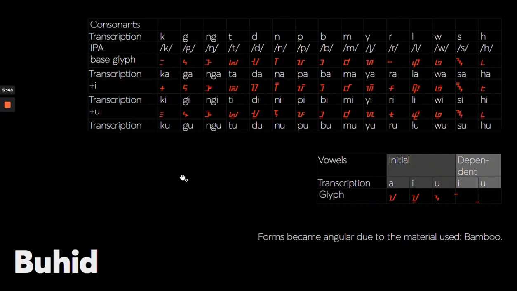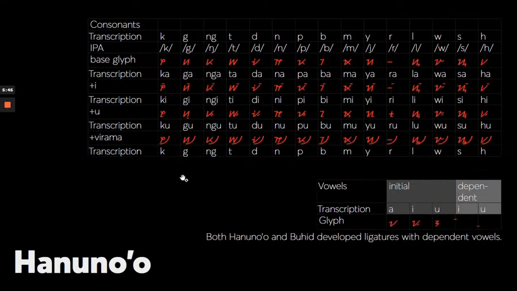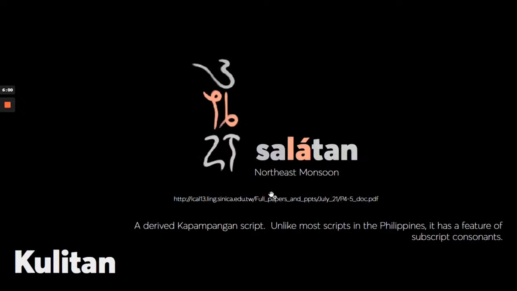Then we have here Buhid and Hanunuo. The forms here became angular due to the constraints of the bamboo and the blades. And they also developed ligatures with dependent vowels. We also have here Kulitan, which is a derived Kapampangan script. Unlike most scripts in the Philippines, it has a subscript consonant set and a vowel lengthener.